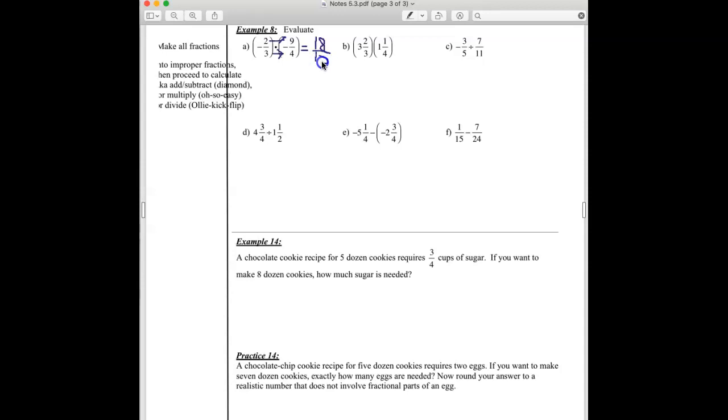And I like leaving my fractions as fractions, improper or not. Like, I don't change them to decimals, but I do reduce. So divide by 6, right? 18 divided by 6 is 3. 12 divided by 6 is 2. 3 halves, 3 divided by 2, aka 1.5.